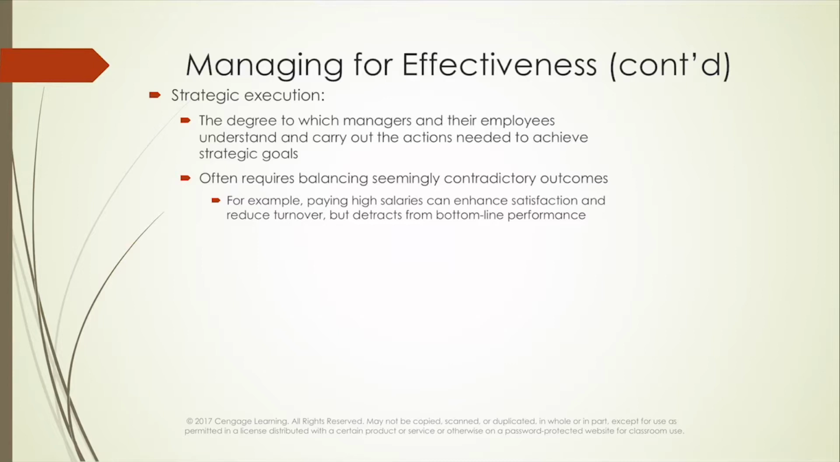You may have to, let's say, reward a group. And in that group, there may be people who didn't work as hard. But in order to be fair and so forth, and to keep harmony and to be able to maintain stability, you may have to reward some who worked in that group or didn't work too well in that group. But anyway, strategic execution is the degree to which the managers and employees understand and carry out all the actions needed to meet the strategic goals.